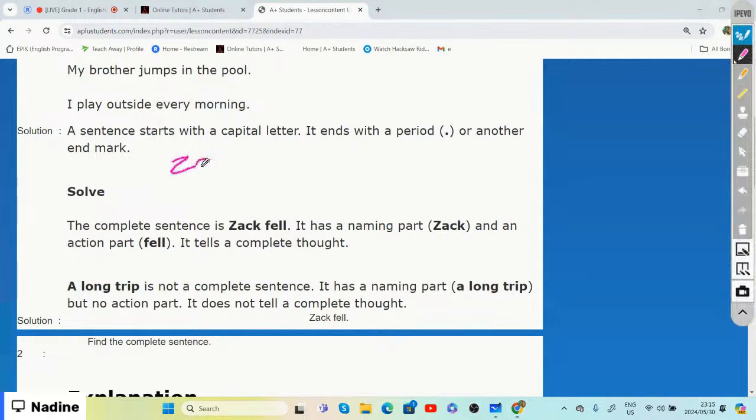So it can be simple, even like just saying "Zach fell," or we can say "Zach fell at the beach," right? Or at the park. Then Zach is the name of a person, so this is the noun, or the naming part. And then fell is the action that took place. And this is the action part, or the verb.